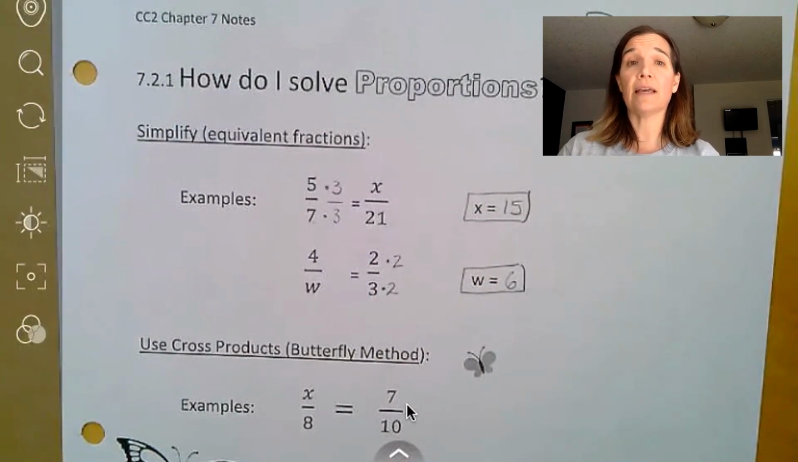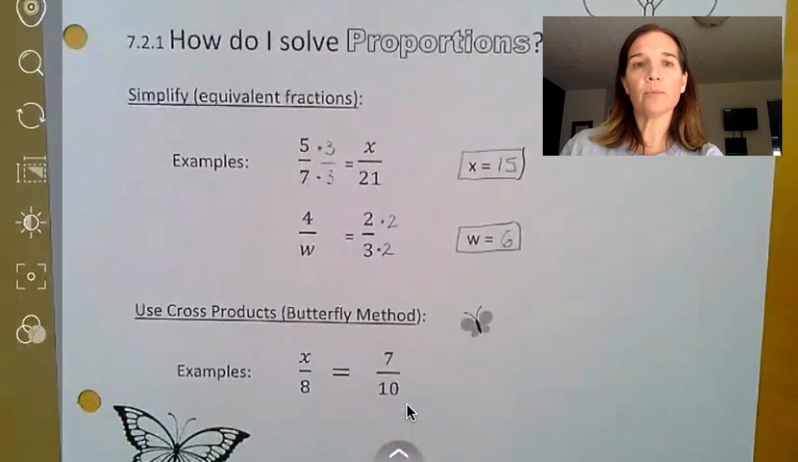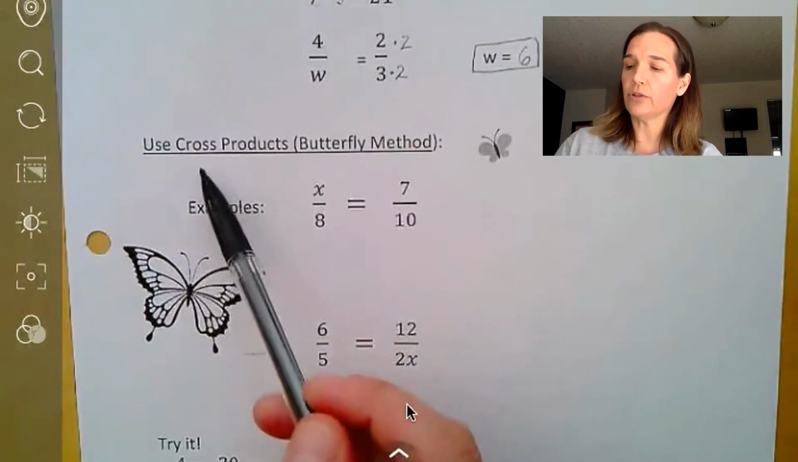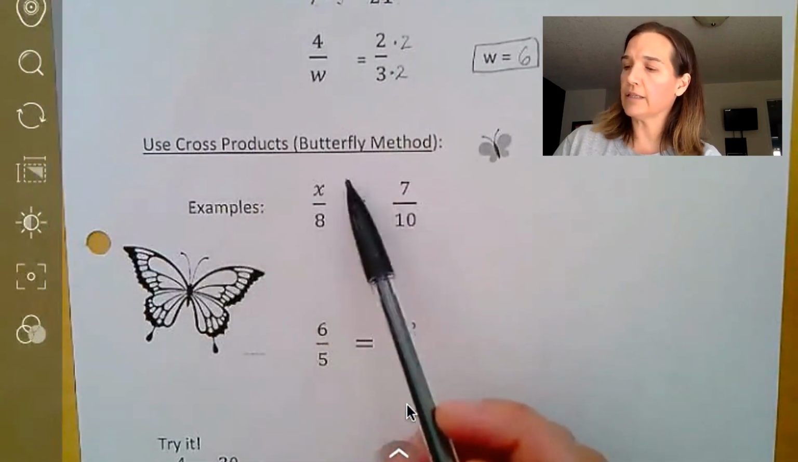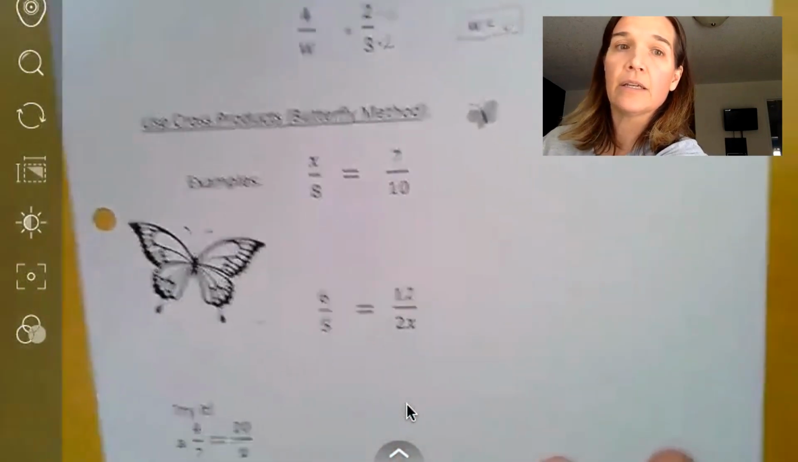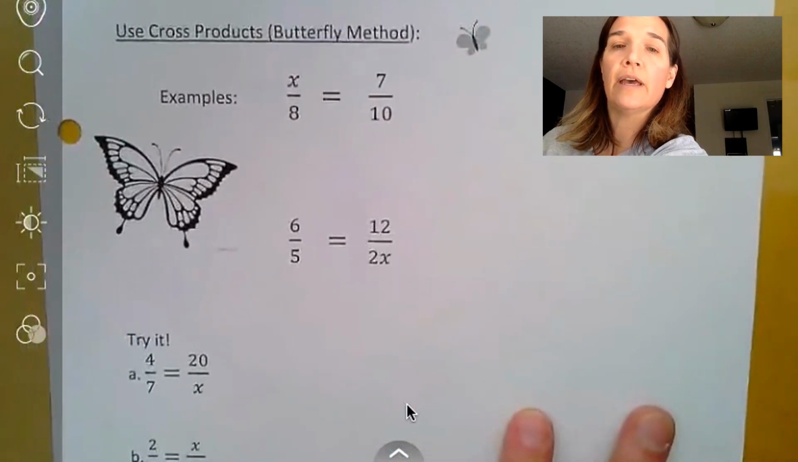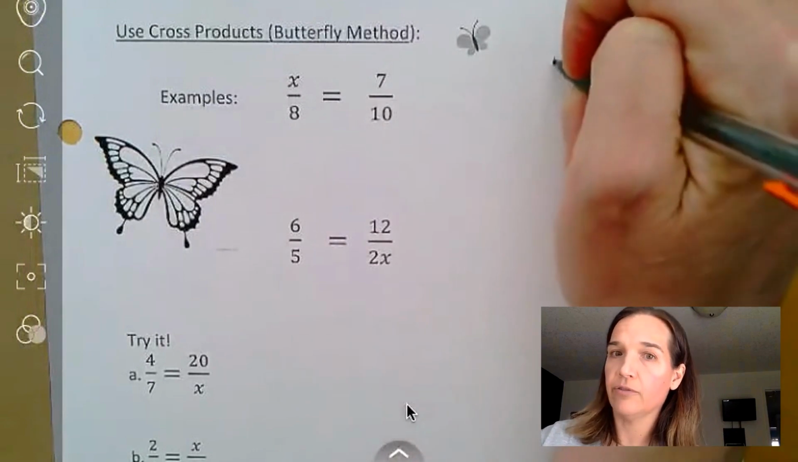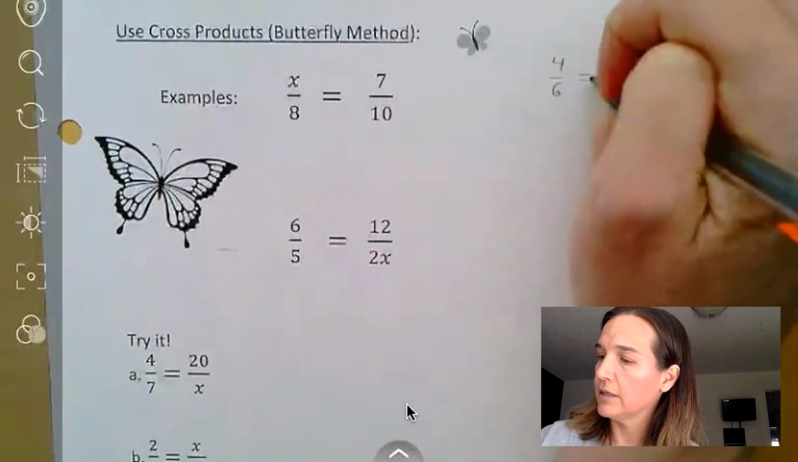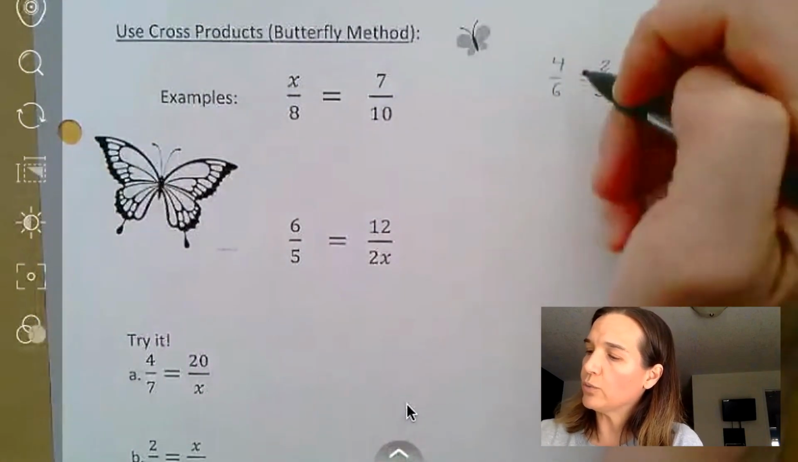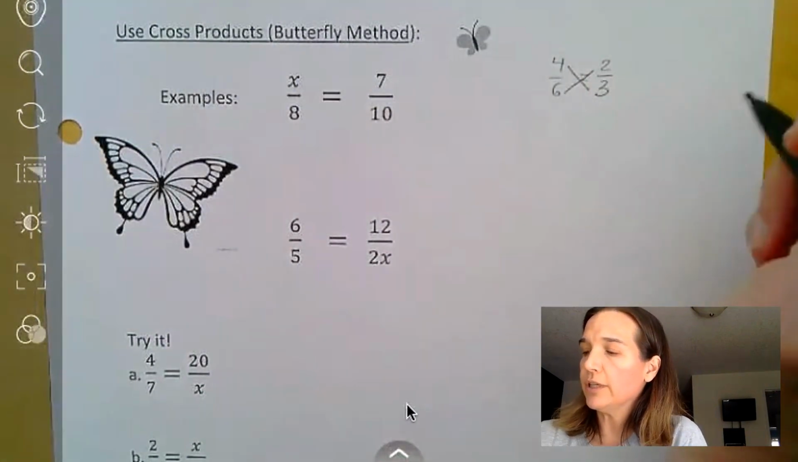However, sometimes it's not that easy, or maybe you're just not seeing the number that they multiplied or divided by. In that case, you can use something called cross products, also known as the butterfly method by a lot of teachers. You're basically using the theory that when you have, let's say, 4/6 and 2/3, anytime you have equivalent fractions, when you multiply diagonally, you should get the same answer.